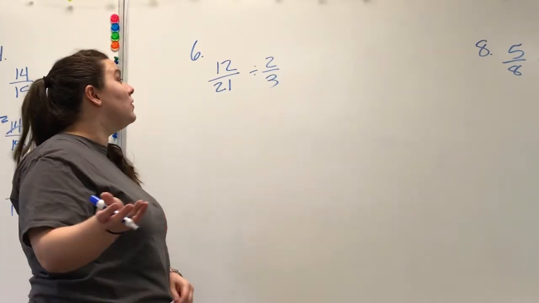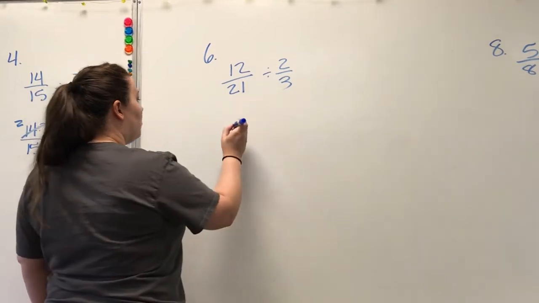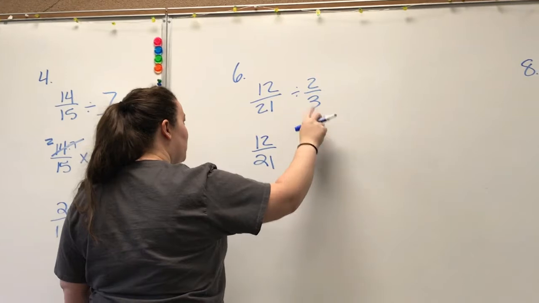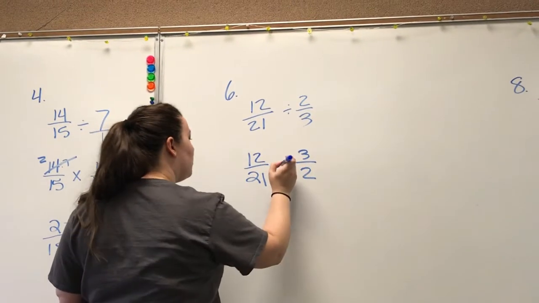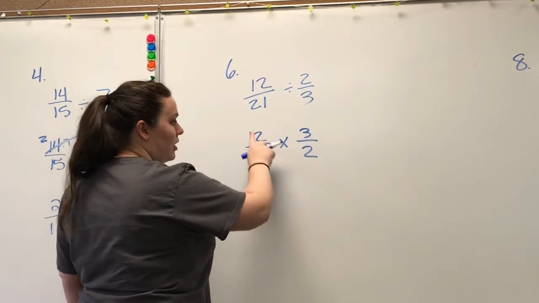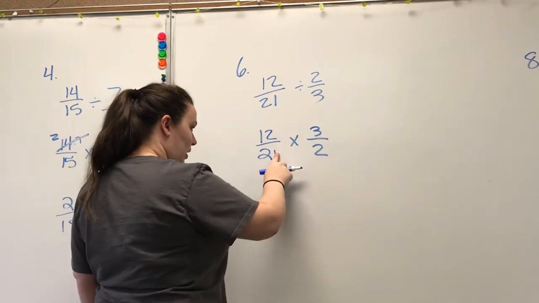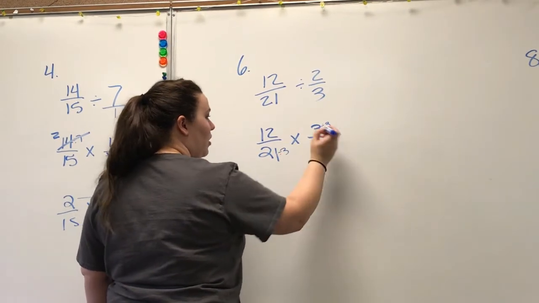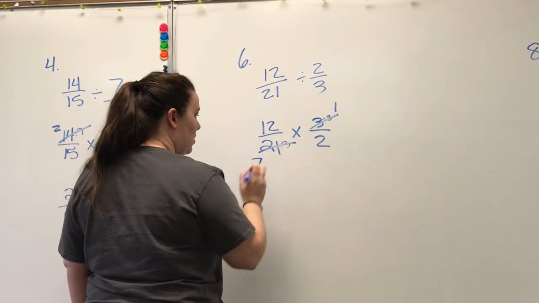Again, pause the video, see if you can figure it out before me. Keep the first fraction, 12/21. Flip the second fraction, 3/2. Change the symbol, bam, bam. Again, I can crisscross. I see crisscross numbers that have a factor in common. 3 and 21, they both have 3 in common. So I'm going to divide by 3, divide by 3. 3 divided by 3 is 1. 21 divided by 3 is 7.